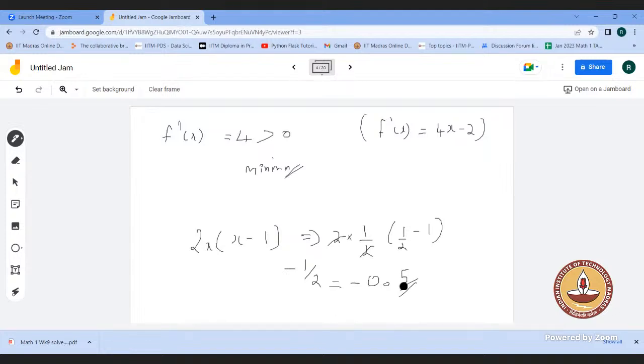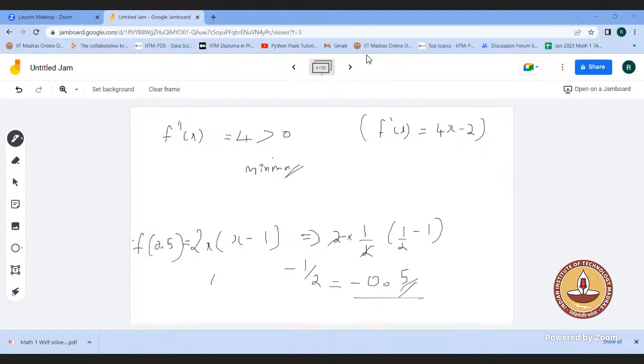Yes. So the minimum value will be at x is equal to 0.5. So f of 0.5, the y value would be minus 0.5, right? Yes, sir.